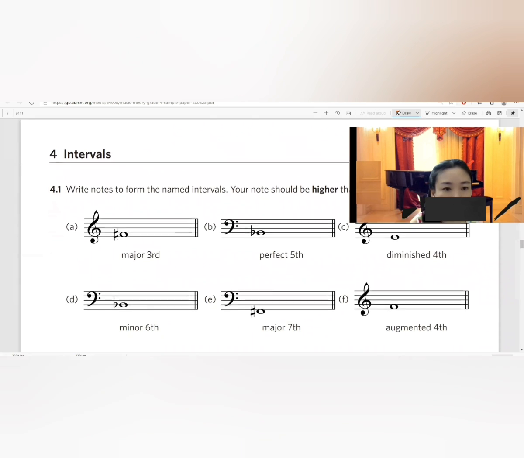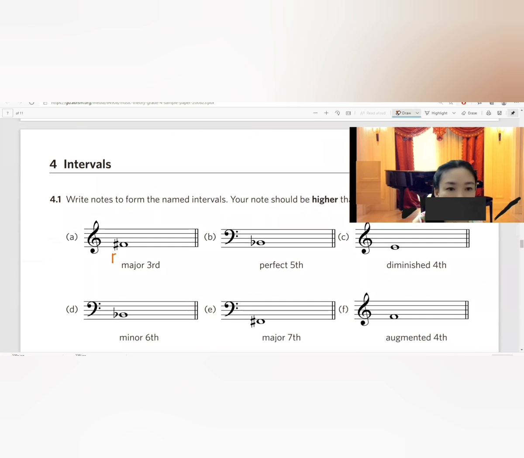So for interval, major third. Okay, so it's with F sharp. Let's look at F sharp major. In F sharp major, the third note is A. And in F sharp major, the A should have a sharp. So you write down A sharp. So F sharp to A sharp is a major third.